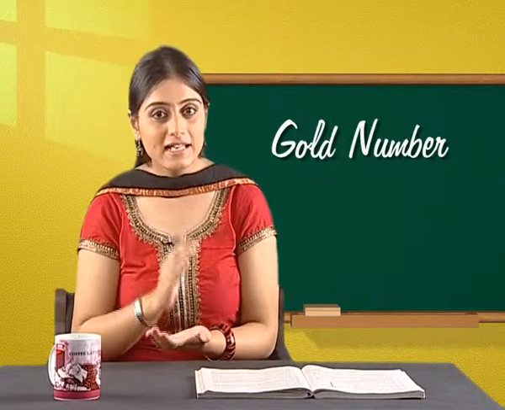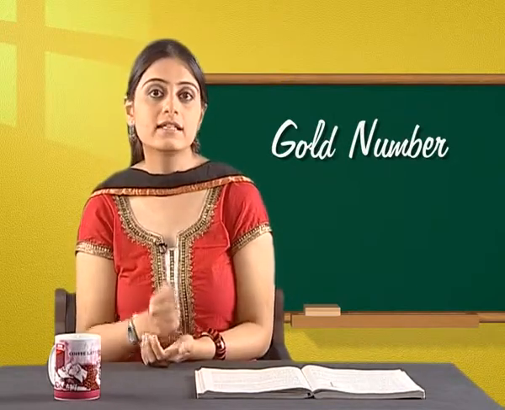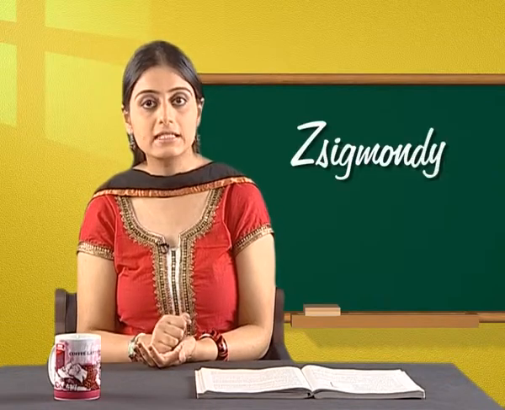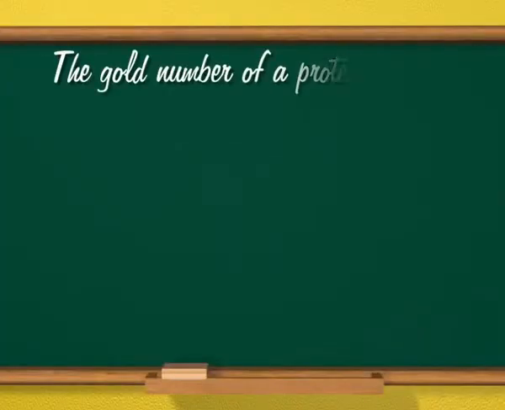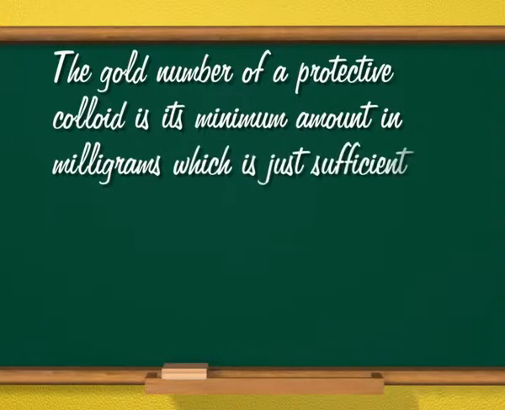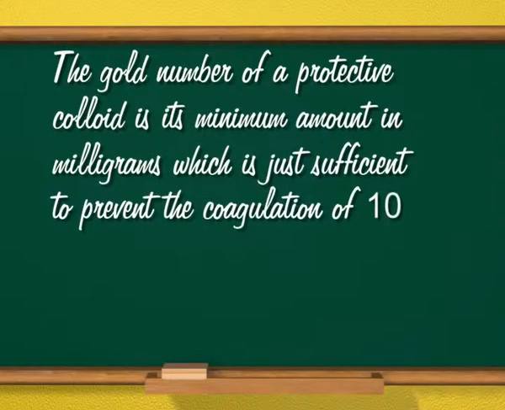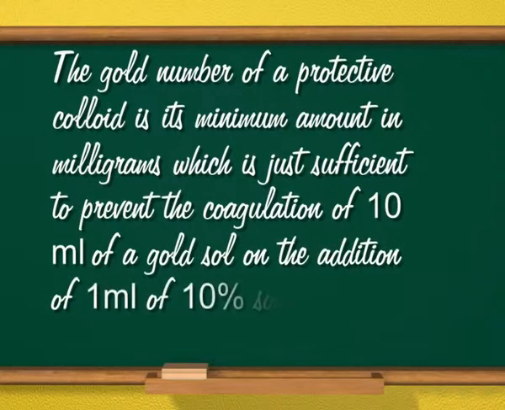Children, let's now discuss what is gold number. Let's try to understand it. The protective power of a lyophilic colloid is usually expressed in terms of a number called gold number, introduced by Zsigmondy in 1901. It may be defined as follows. The gold number of a protective colloid is its minimum amount in milligrams which is just sufficient to prevent the coagulation of 10 milliliter of a gold sol on the addition of 1 milliliter of 10% sodium chloride solution.